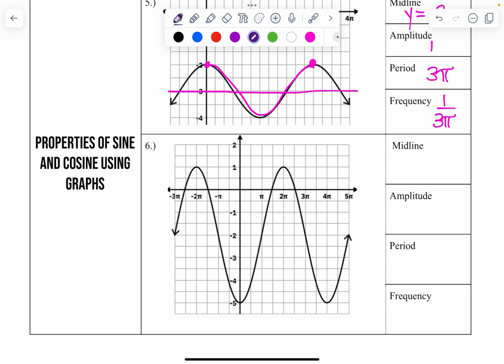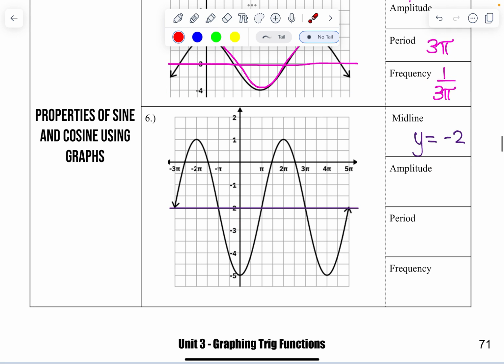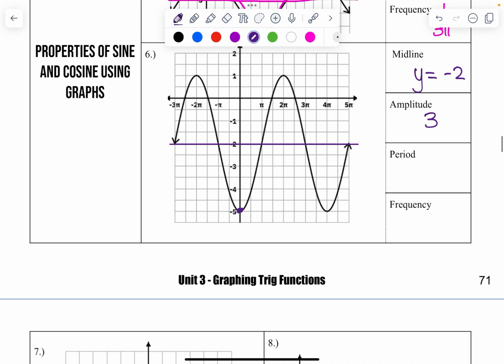All right, this next one, again, always start with the midline. So here's my midline. We're starting down on a minimum, so we could use a negative cosine to model this one, but let's fill in this information. So y equals -2. For amplitude, it goes from -2 up to +1. So that's 3, amplitude of 3. Or you could see it and you start from the midline -2 down to -5, so that's 3 units.